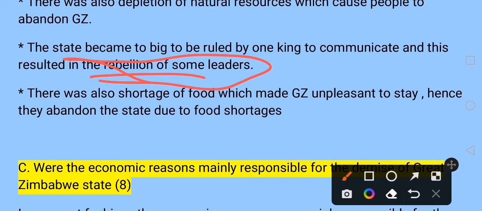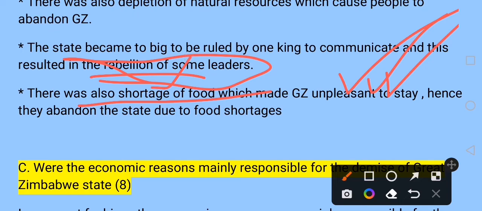There was also shortage of food, which made Great Zimbabwe unpleasant to stay. Kushaikwa kwechikafu kwakakonzera kuti Great Zimbabwe isanakidza kugara. Hapana munhu anoda kugara mune nzara. Izvozvi many people they are migrating from Zimbabwe, they are going to UK. Why? Because hakuna zvinhu zvakanyatsonaka, hakuna good standard, better standard of living, it makes Zimbabwe unpleasant to stay. Same applies, ndozvakaitika to Great Zimbabwe. There was shortage of food which caused Great Zimbabwe to be unpleasant to stay.